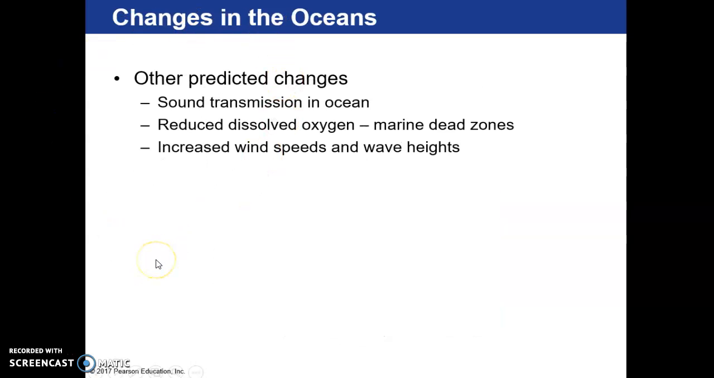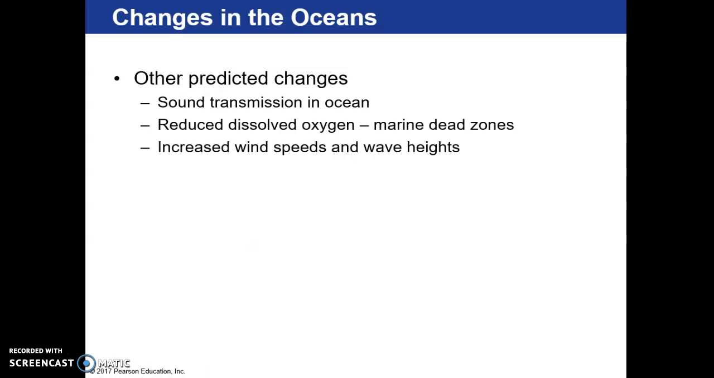Other predicted changes that we're seeing start to show the pieces falling into place for that to happen. Sound transmission in the ocean is impacted by temperature, and so those creatures that rely on sonar to find their food and communicate can be heavily impacted by that. We have reduced dissolved oxygen in our marine dead zones, which we've talked about at length. And then we have increased wind speeds and wave heights.